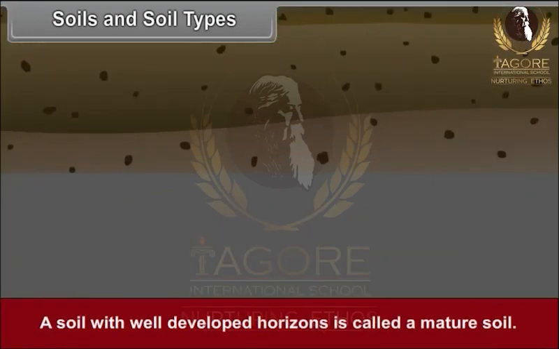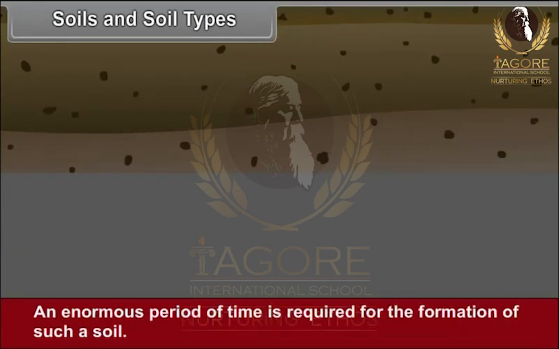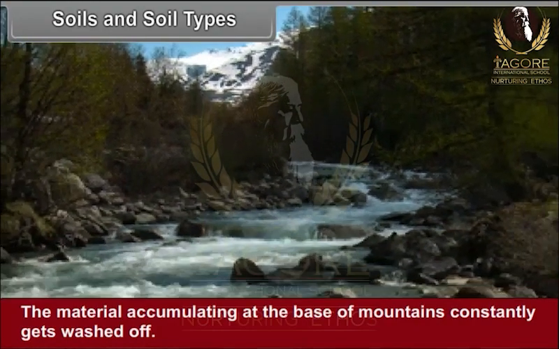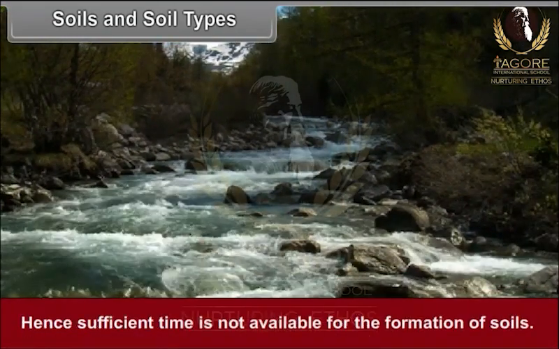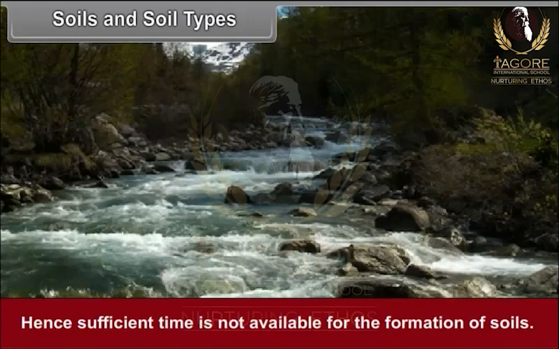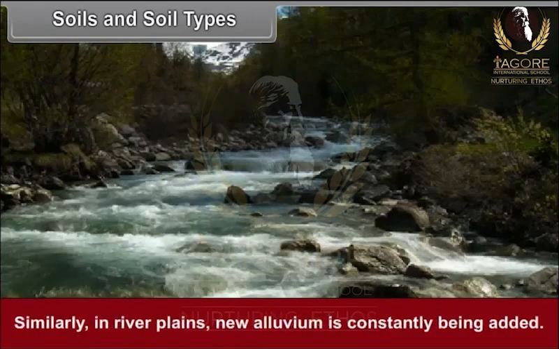A soil with well-developed horizons is called a mature soil. An enormous period of time is required for the formation of such a soil. The material accumulating at the base of the mountains constantly gets washed off. Hence, sufficient time is not available for the formation of soils.